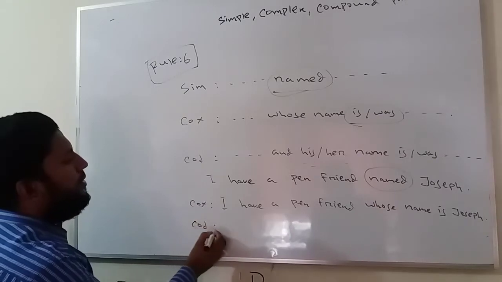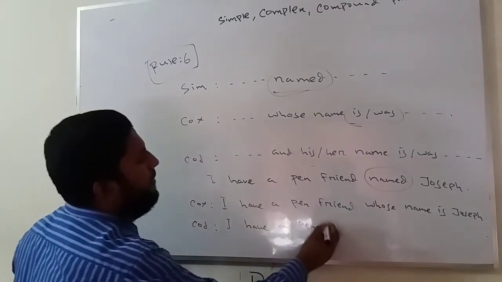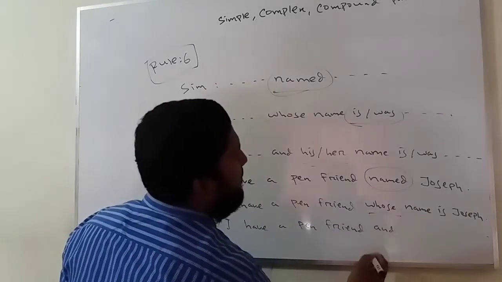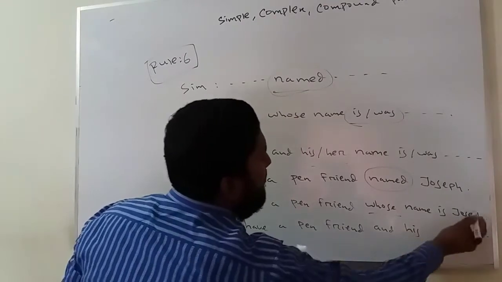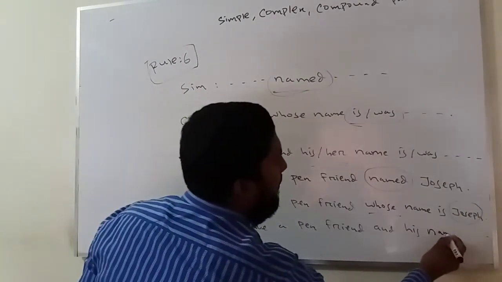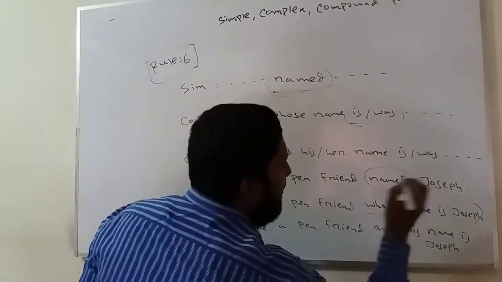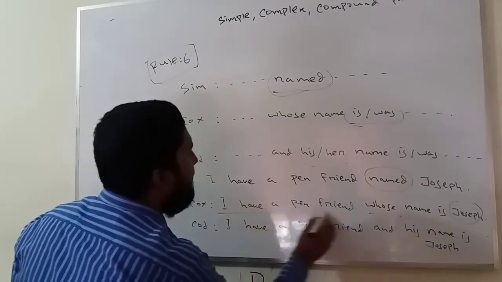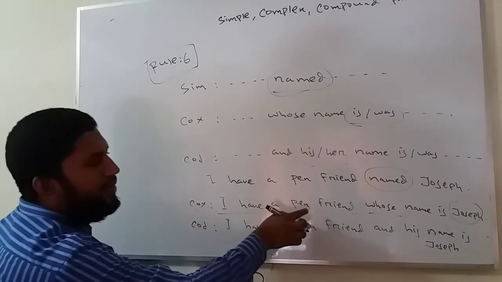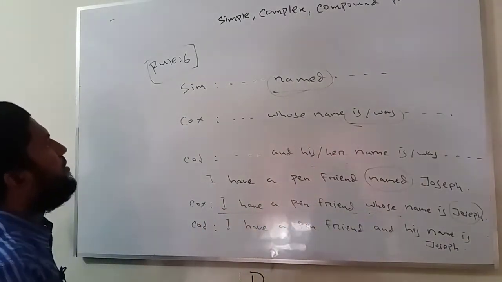For doing compound, you will have to write I have a pen friend, and instead of whose you will have to use and. As Joseph is the name of a boy, you will have to use his. His name is Joseph. Here we use is, as this sentence is in present form. If the sentence is in past form, I had a pen friend, then we will have to use was, whose name was Joseph. So this is the rule of 6.